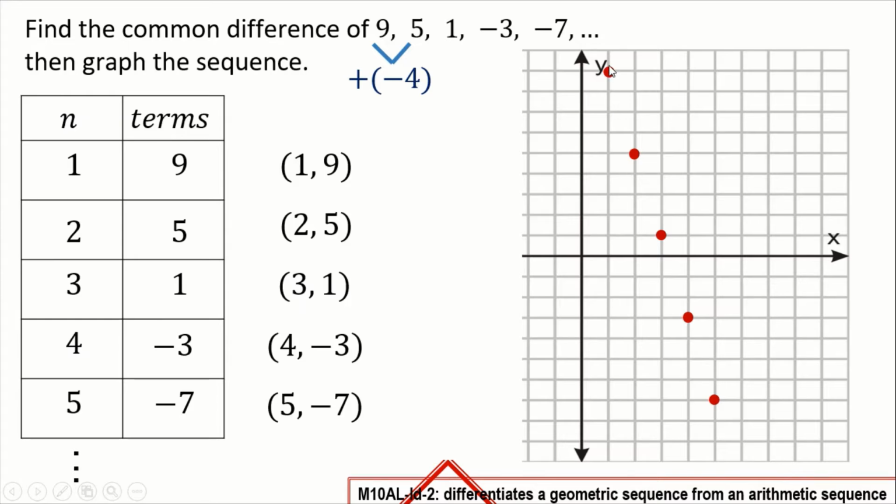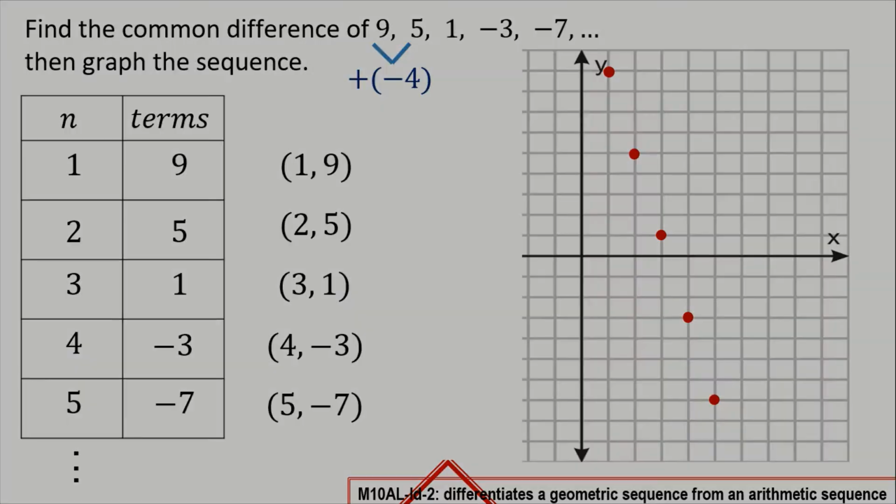Ngayon, kung mapapansin nyo, ang mga points na nabuo natin, it could form a straight line. Okay, kaya nga siya, ang arithmetic sequence is also called a linear sequence kasi it could form a straight line. Okay, so tandaan nyo ha, ito yung graph ng ating arithmetic sequence. Ano naman ang itsura ng graph ng geometric sequence?